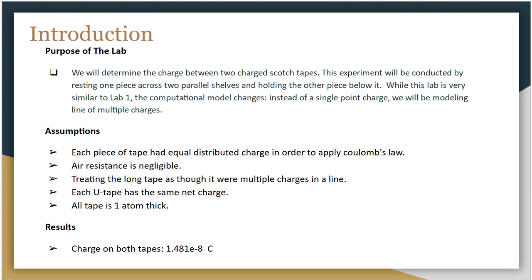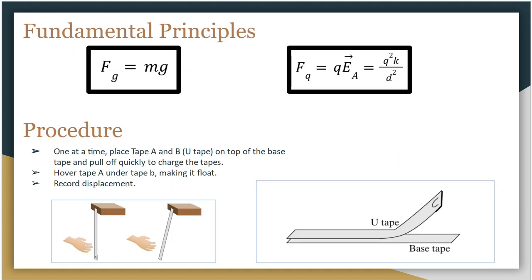Assumptions. Each piece of tape had an equally distributed charge in order to apply Coulomb's law. Air resistance is negligible. We treated the long tape as though it were multiple charges in a line. Each U-tape has the same net charge, and all tape is 1 atom thick. The results are as such. Charge on both tapes: 1.481 times 10 to the negative 8 coulombs.